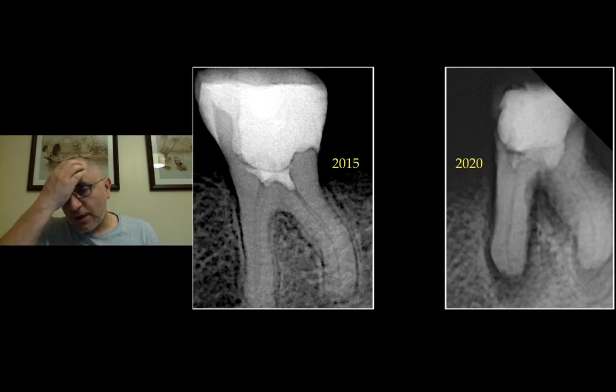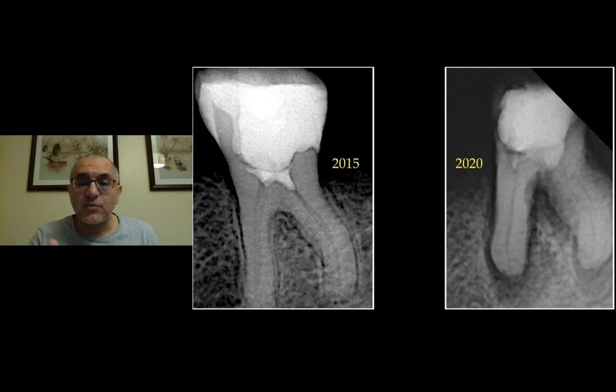Now, this may be true when we were doing formocresol pulpotomies, in which we placed materials which don't maintain the vitality of the pulp. Formocresol, Pulpotec, all those paraformaldehyde-based materials would result in necrosis of the pulp, slow death of the pulp, and obviously calcification.